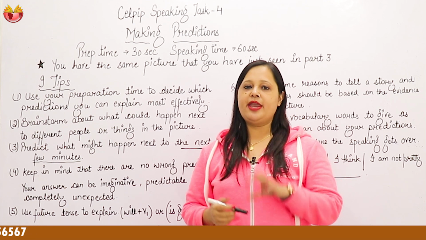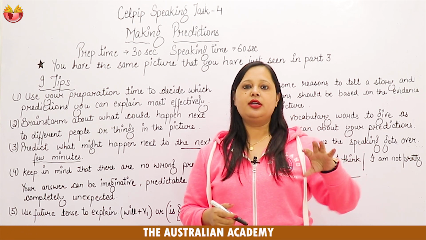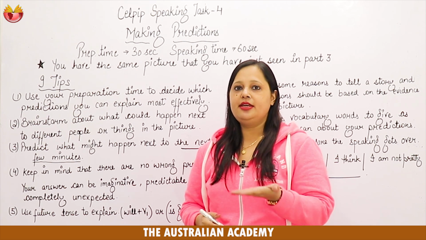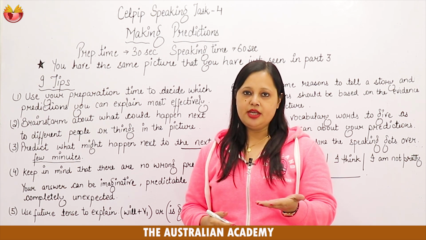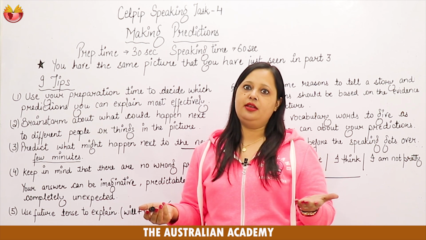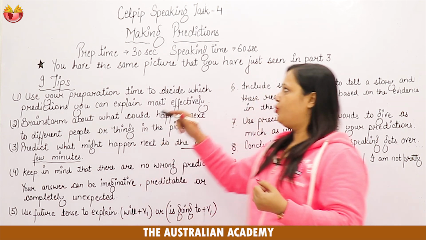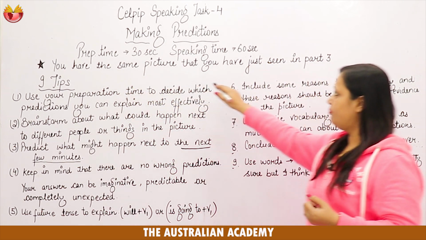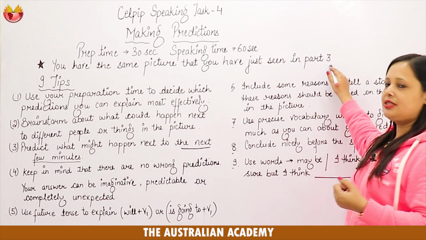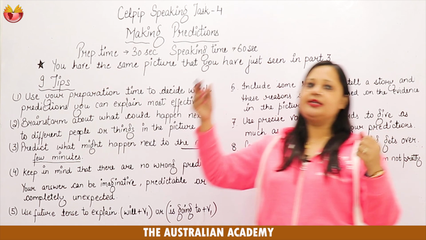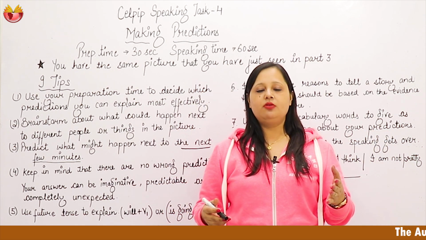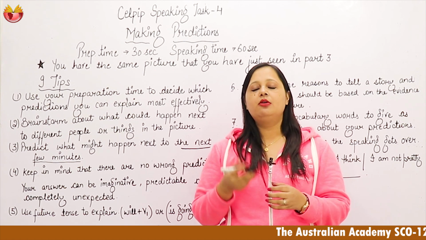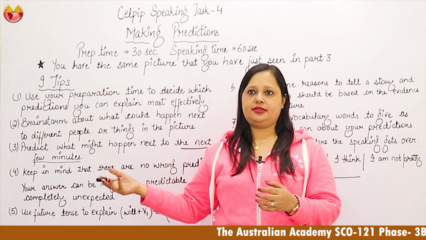This task is based on your task 3. In task 3, you will get a picture or a scene in front of you and you need to explain the scene. In task 4, you will just get the same picture. So you have the same picture that you have just seen in part 3. On the basis of the same picture, you need to predict, you need to explain what will happen next.